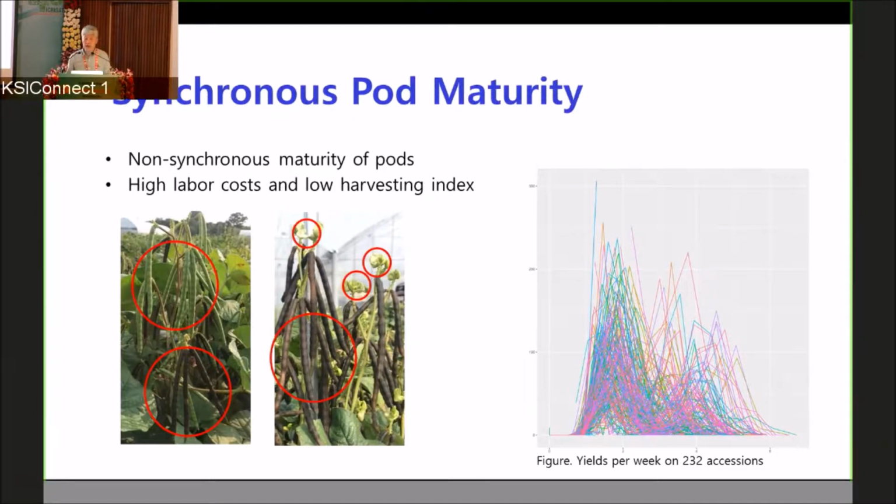Because of the non-synchronous maturity, mungbean requires higher labor cost and has a low harvest index. Farmers should harvest mungbean two or three times during the harvest season, so many farmers don't like to grow mungbean because of this non-synchronous maturity. So we tried to harvest mature pods every week for all the collections to study synchronous pod maturity.